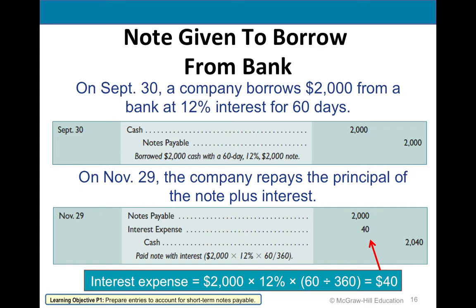Because it's going down now for the original amount. Okay, it's going down now. Now the interest expense, how much interest did you pay? You paid $40 of interest. Then cash, you always want to credit that cash to decrease it, because remember, that includes principal plus interest.